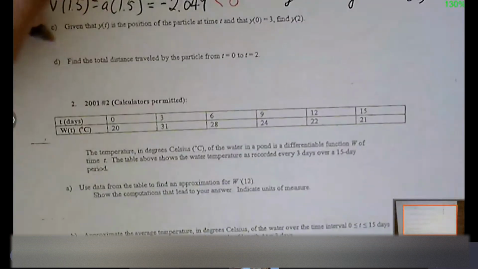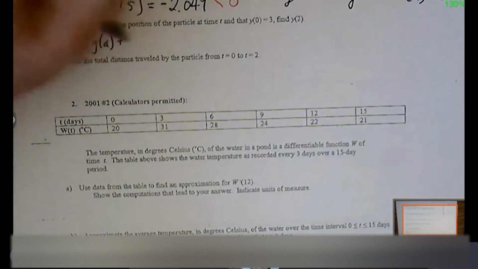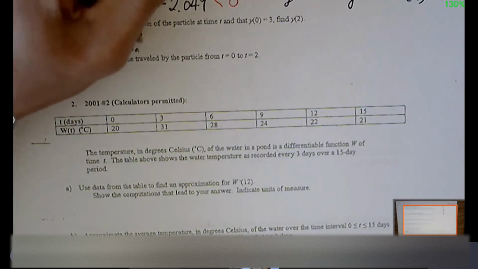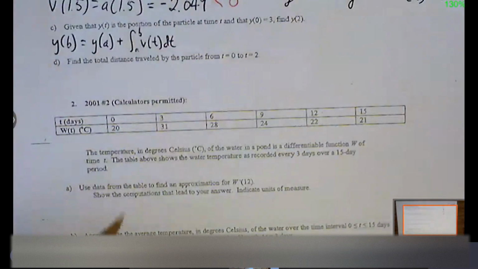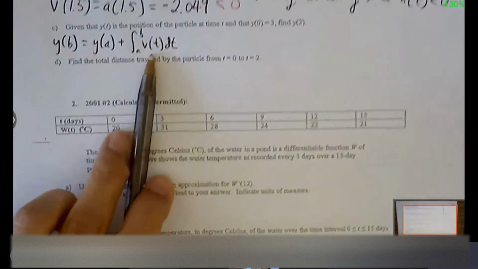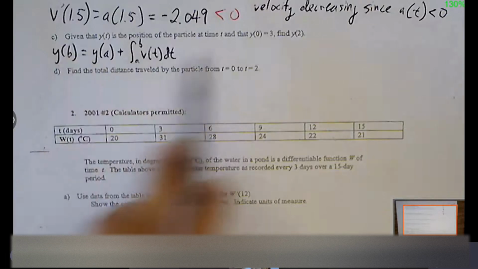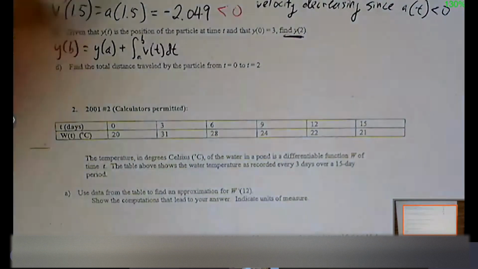So I can say final position is equal to the initial or starting position plus the motion, the amount of progress that we're going to make between that time interval. Add those together, that will give me my final position. But in this case, I'm looking for y of 2, so my a is 0 and my b is 2.